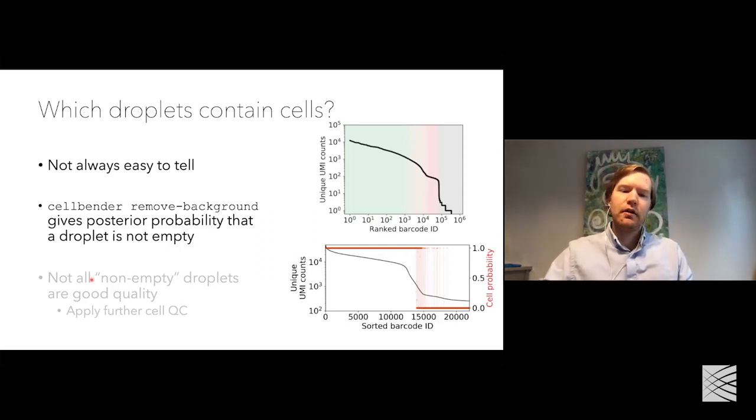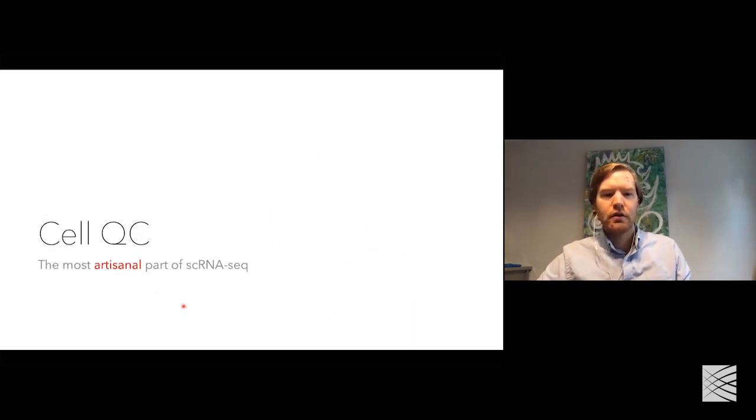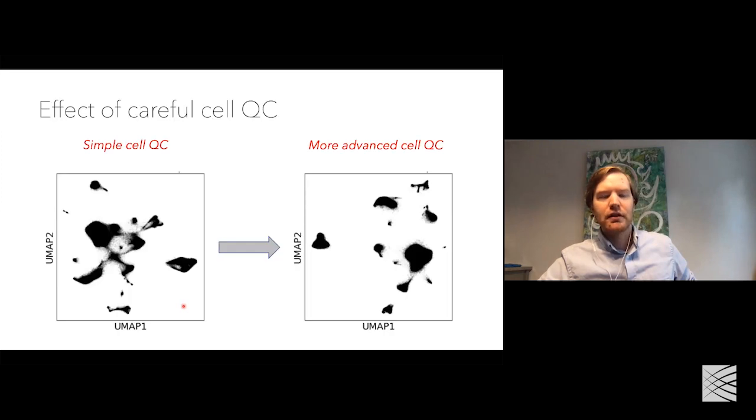Okay, but not all of these non-empty droplets that are discovered here are great quality. We need to apply further cell quality control. What does this cell quality control look like? This is the most artisanal part of single-cell RNA sequencing. And I usually use the word artisanal in a good way. In this case, it's not a great thing to have part of data analysis be an artisanal procedure. This is probably an area where the field needs the most work, to be honest.